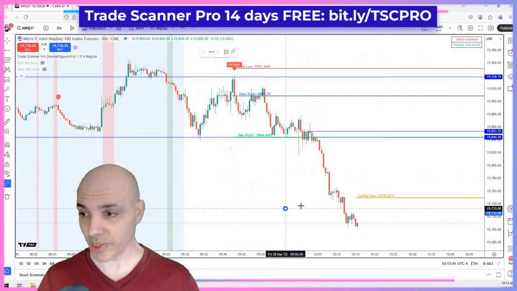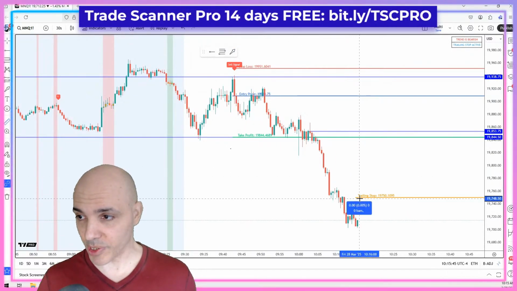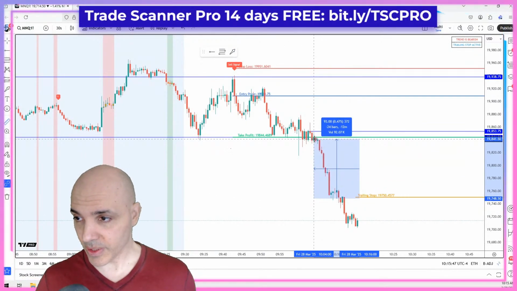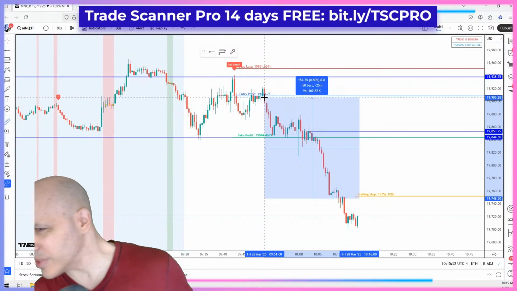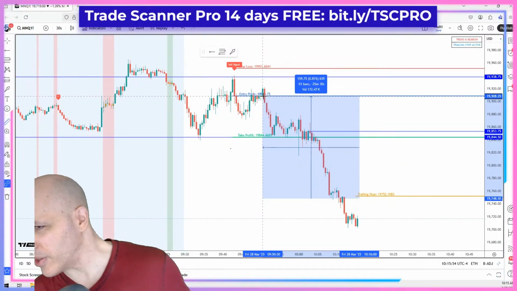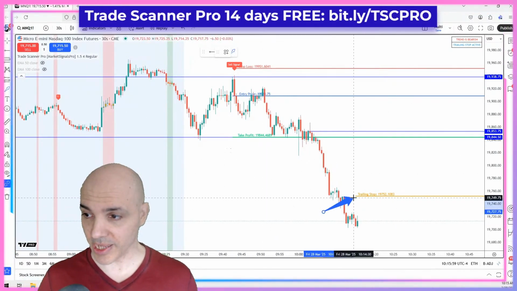So look at the trailing stop where it is. If I was in this position still, that trade right there would be up 160 points if I was still short and this thing tapped the trailing stop.